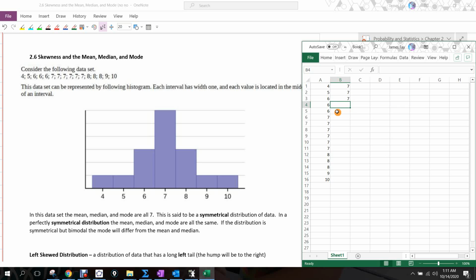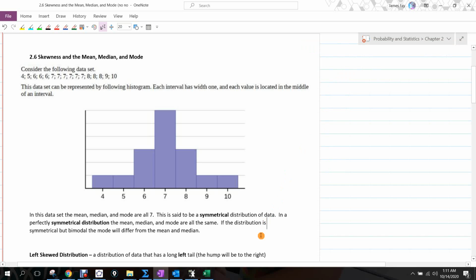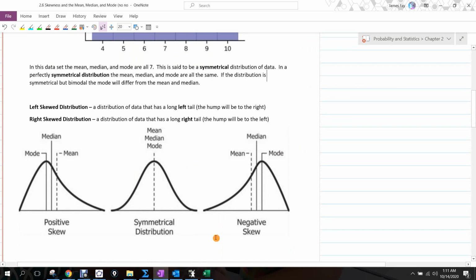When that happens, it is said that the distribution is symmetrical. In a perfectly symmetrical distribution, the mean, median, and mode are all 3 the same. It says if the distribution is symmetrical but bimodal, the mode will differ from the mean and median.